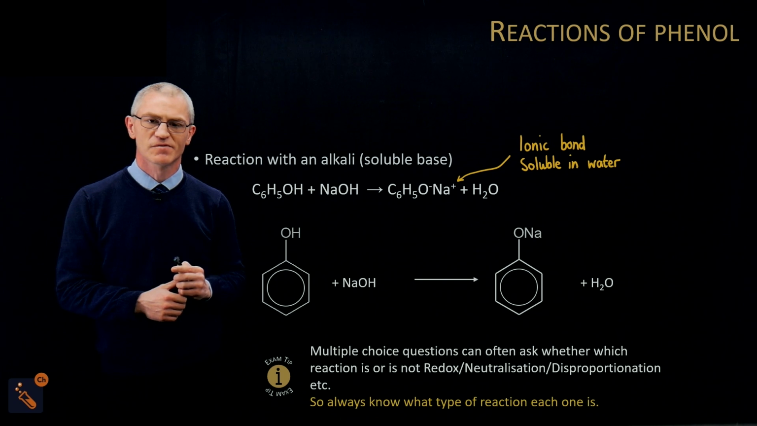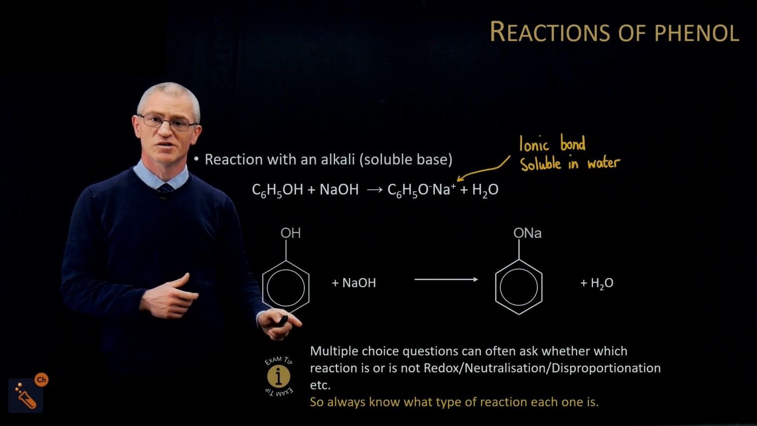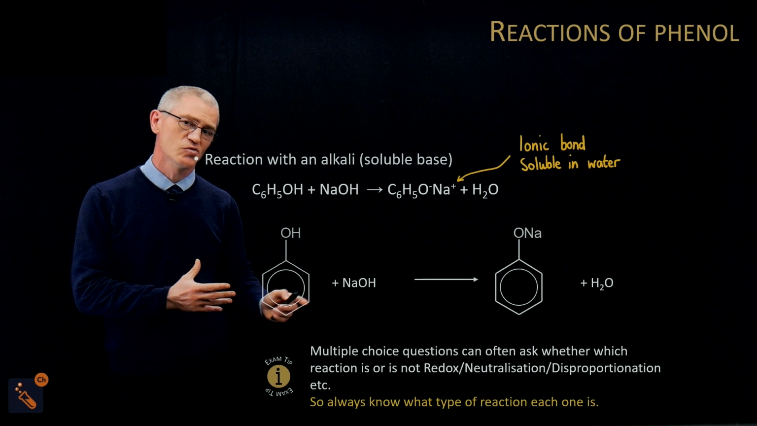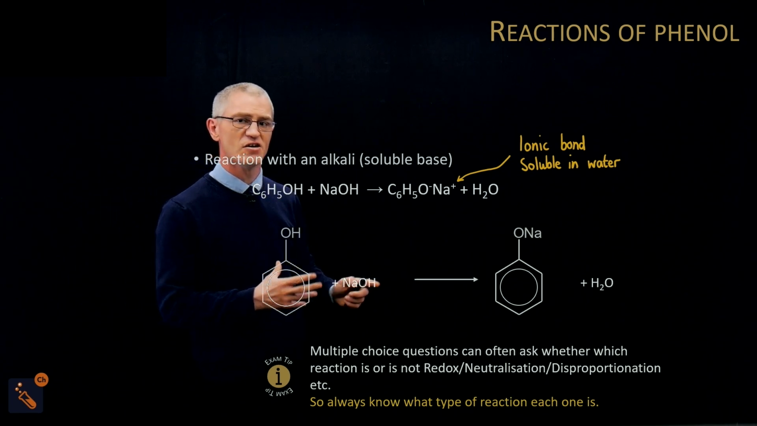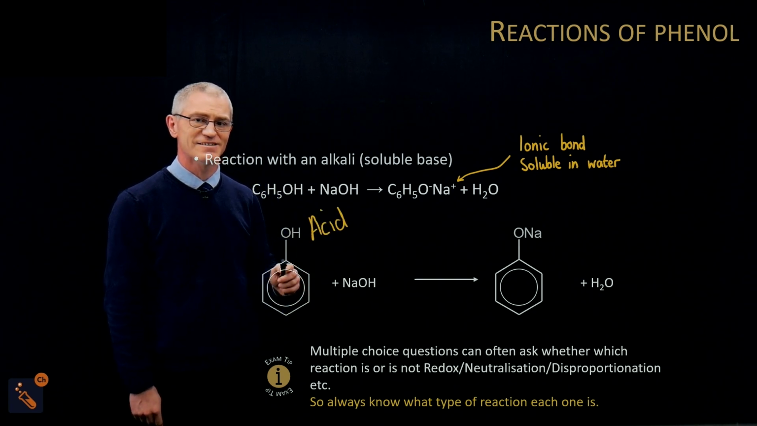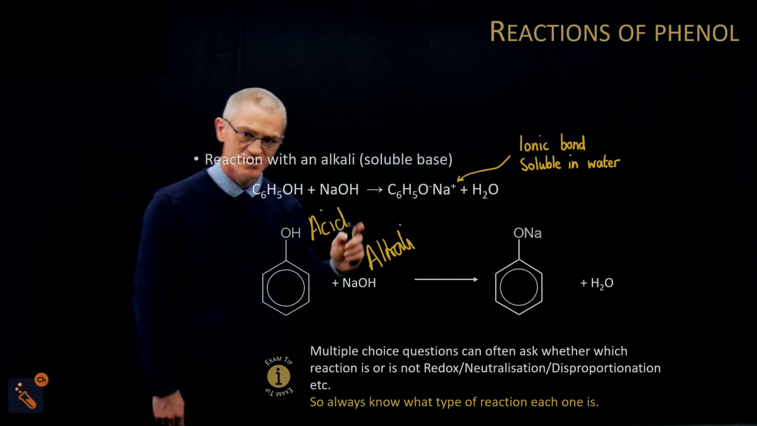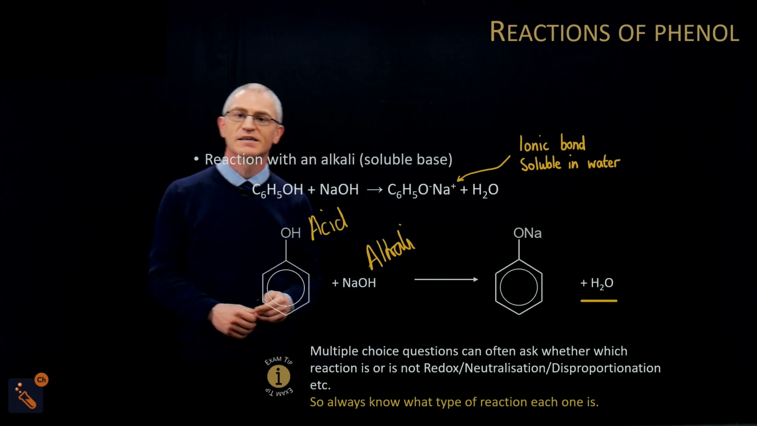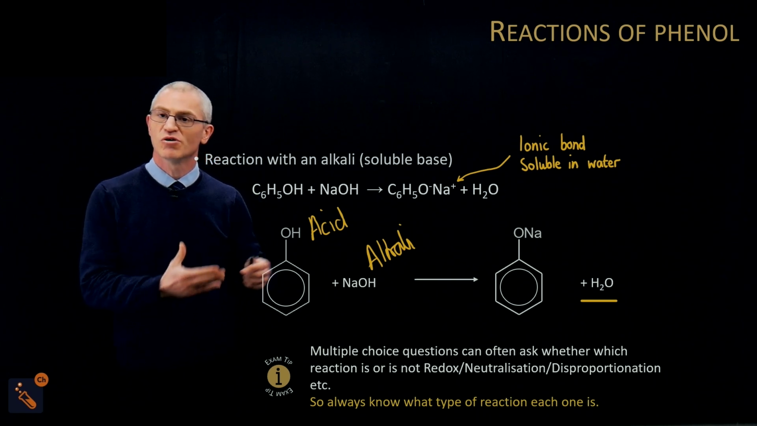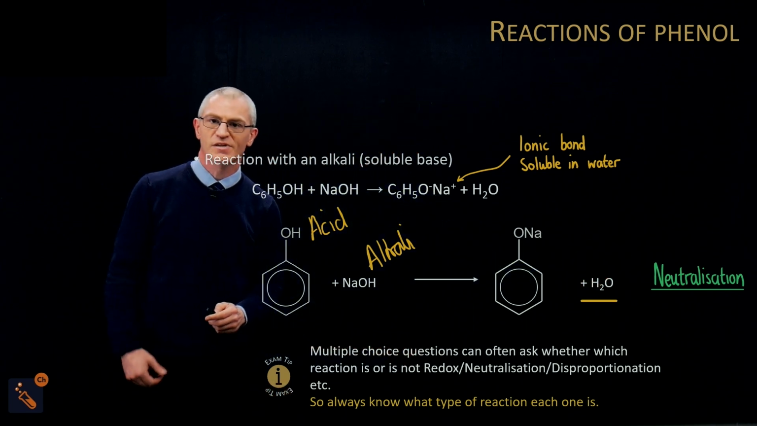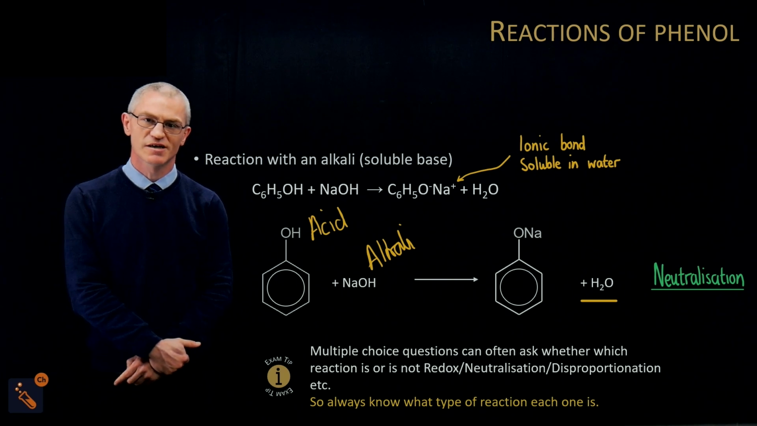Now, our exam tip here is that multiple choice questions can often ask whether the reaction is or is not redox, neutralisation, disproportionation, etc. So you have to know what type of reaction this is. If we're looking at this, we can see that phenol is slightly acidic, so we can term it as an acid. We know that this is an alkali. Because this is an alkali, we've created acid plus alkali gives salt plus water. So we've created water. One of the rules for neutralisation is that you have an acid plus an alkali, and you often produce water. Because this is producing water, we call it neutralisation. And that may come up in a multiple choice question at some point.